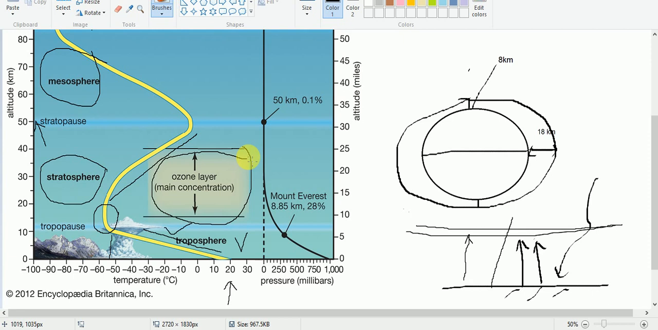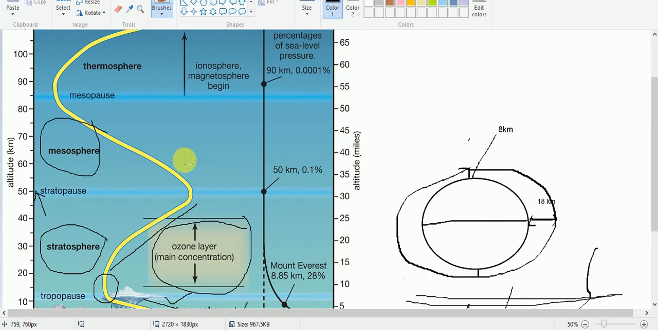So high energy ultraviolet rays are utilized for the creation and destruction of the ozone, and that is why temperature increases. And just above the stratosphere we have the stratopause. This is the transition zone between the stratosphere and the mesosphere. And in the mesosphere, temperature again decreases with increasing altitude.